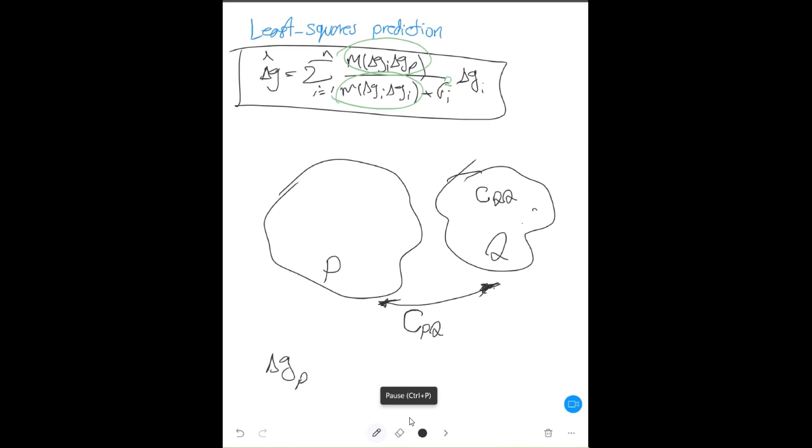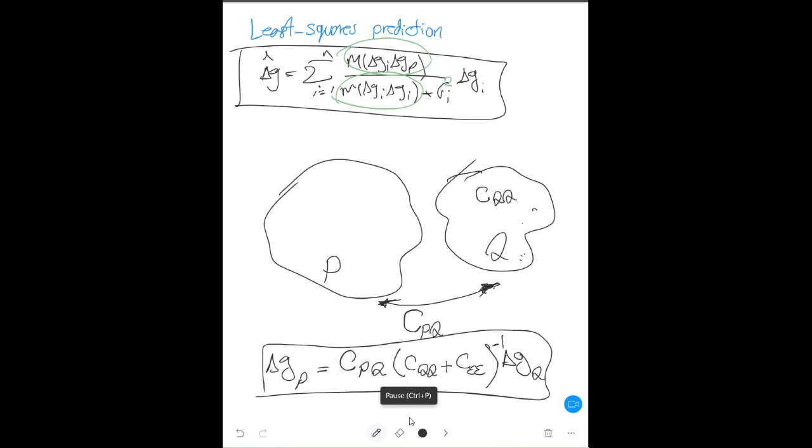The autocovariance expresses how the measurements are correlated to each other. If I write it in matrix form, the predicted vector of gravity anomaly will be the cross covariance between the prediction and measurement space, times the inverse of the autocovariance of the measurement space plus the error covariance matrix of the measurements, times the vector of measurements. This is the principle of least squares prediction.